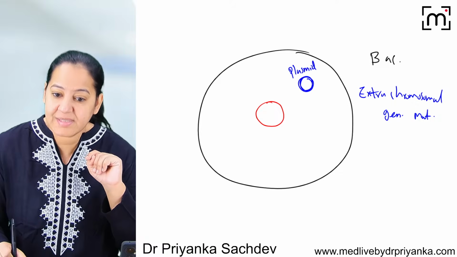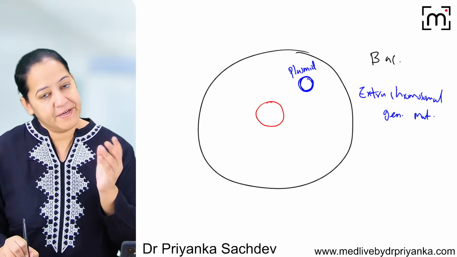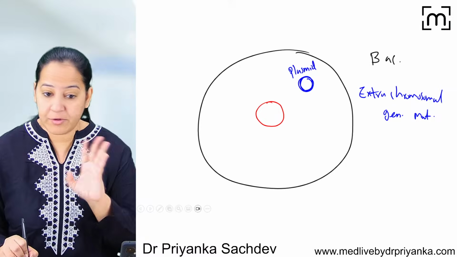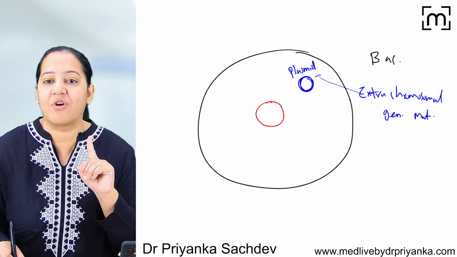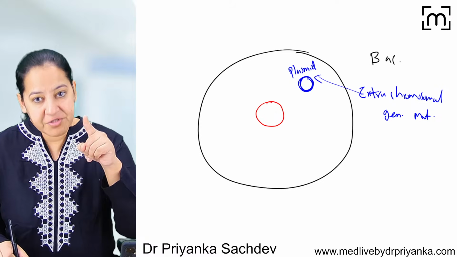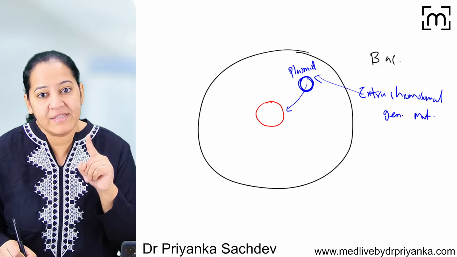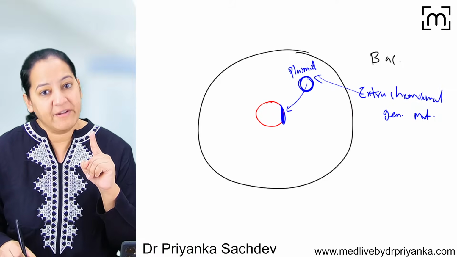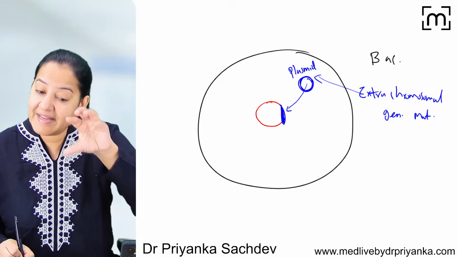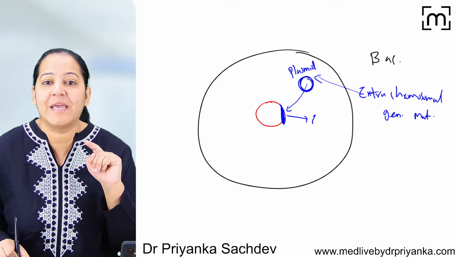What is this structure known as? This structure is known as a plasmid. It is present in the cytoplasm. It's not a chromosome, that's why it is one of the extra chromosomal genetic materials. Sometimes this plasmid goes in the nucleus and integrates with the chromosome. Once the plasmid goes in the nucleus and integrates with the chromosome, it is known as an episome.